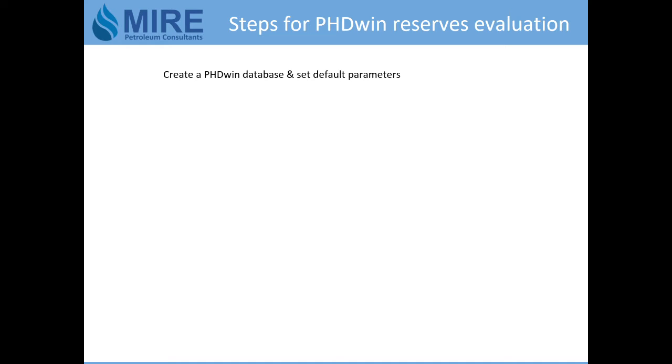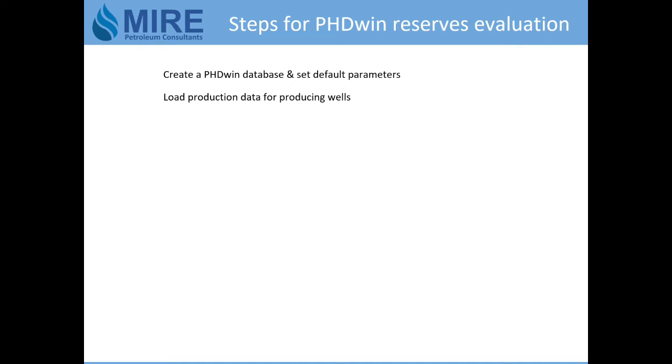Also, in PHDWin, we can use archives, so we can set those up when we start the project. Archives are used to store reserve projections on each well. Maybe you could have different archives for each well, like a high case and a low case. So you can use archives for that. You set that up when you create a new database.